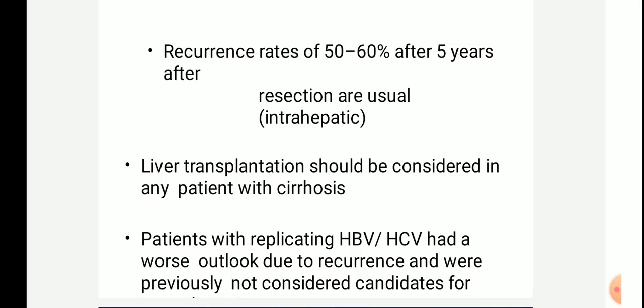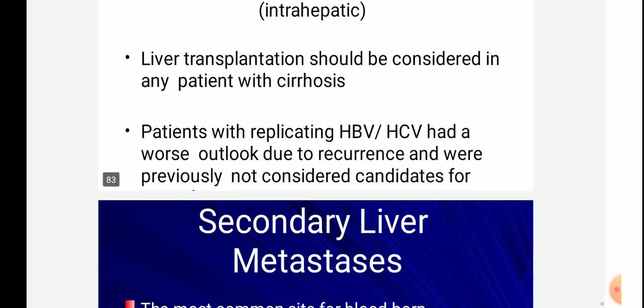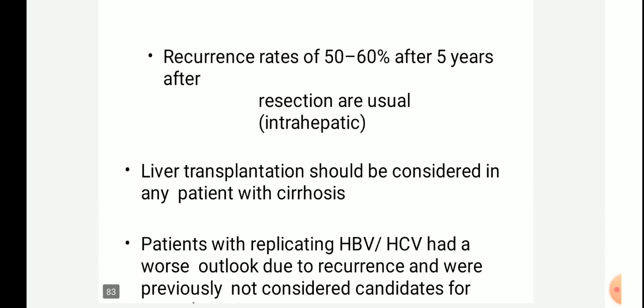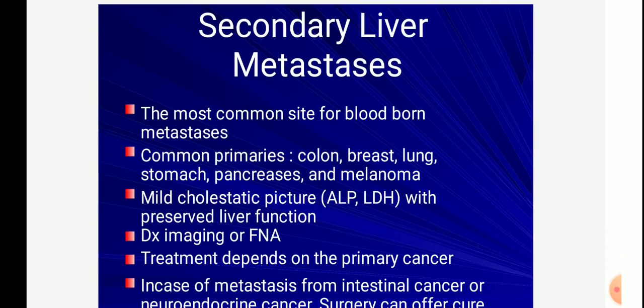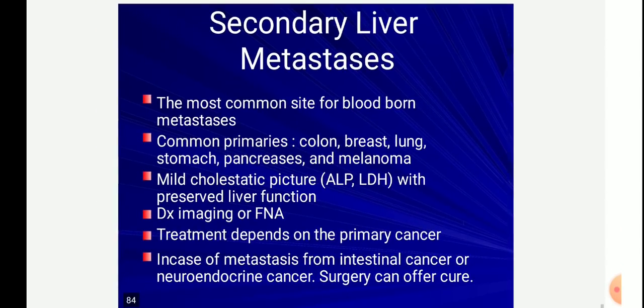Liver transplantation should be considered in any patient with cirrhosis. So cirrhotic patients are a good candidate for liver transplantation. Sometimes cirrhosis can progress to hepatomas. Patients with replicating HBV, HCV had a worse outlook due to recurrence and were previously not considered candidates for transplantation. So coming to secondary liver metastasis.